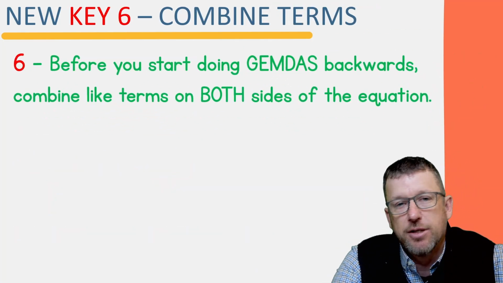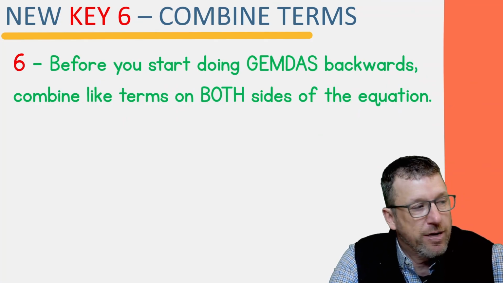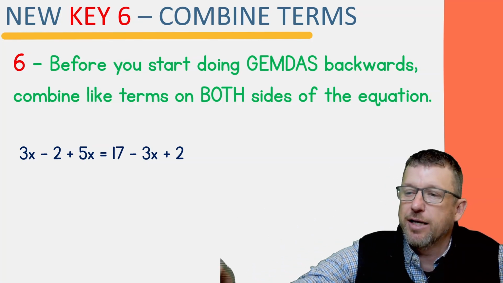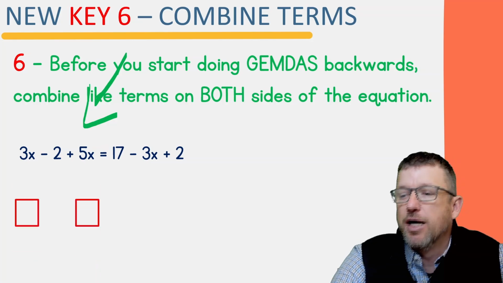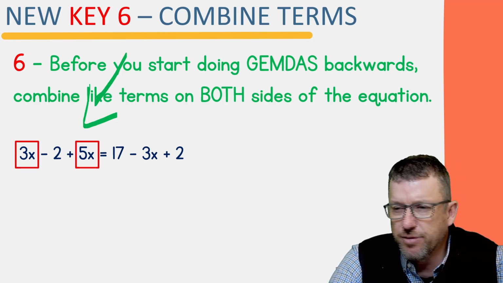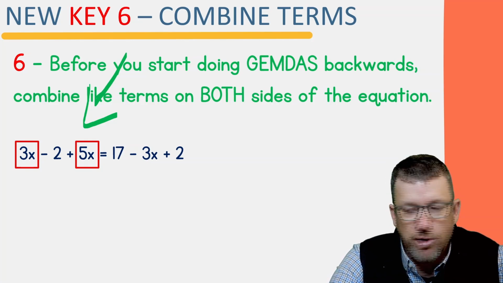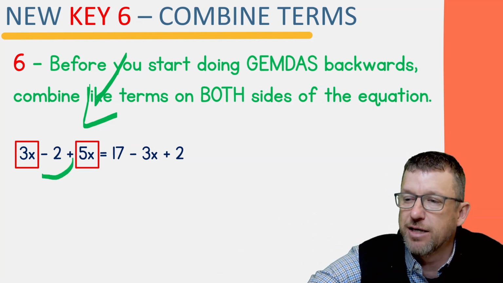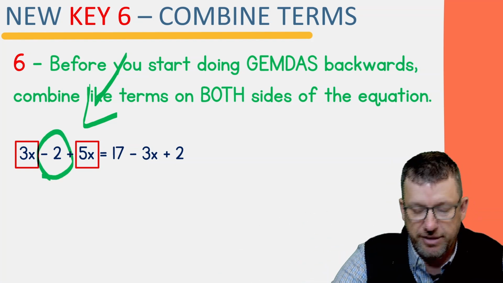Which is combining like terms. Before you start doing GIMDAS backwards, combine all the terms on one side, and then combine all the terms on the other side. So in this one side over here, we're going to look at this side first. I have terms that match, okay? I have a coefficient touching a variable, and the variable's x. So both of them are a coefficient touching it, so I can go ahead and combine those. There's nothing else I can do on that side because the other term I have is a -2, and that's the only thing over there, so I just leave him alone.